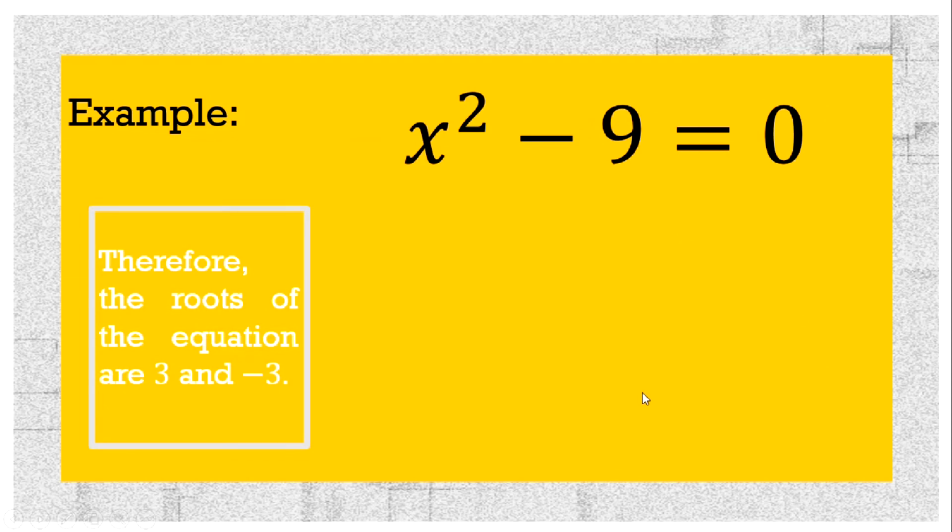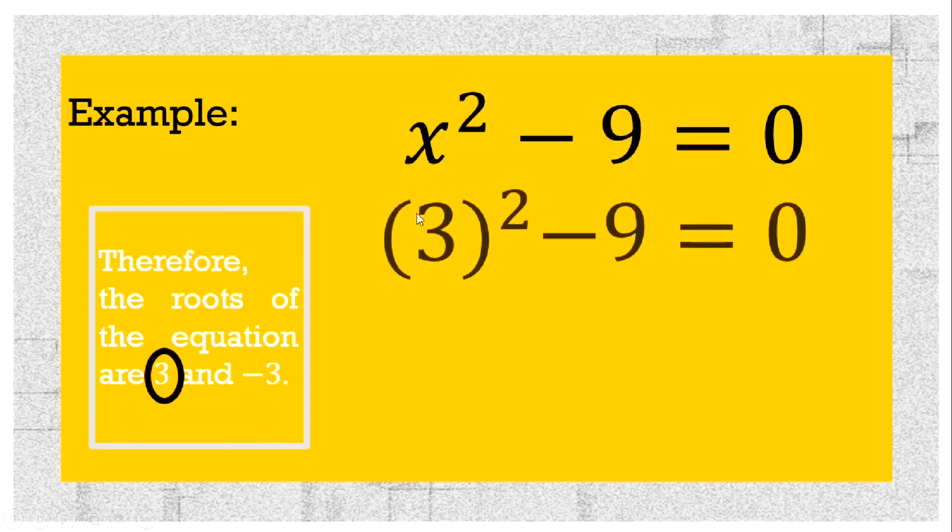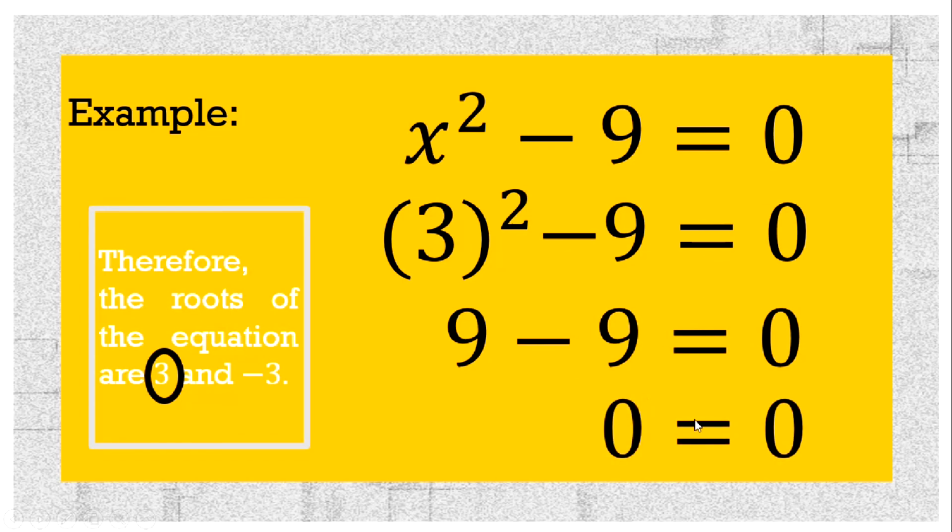So, for us to check our answer, we will do substitution. 3 should satisfy this given equation. Let us try. If x is 3, we have 3 squared minus 9 equals 0. 3 squared is 9, minus 9 equals 0. And 9 minus 9 is 0. 0 is, yes, equal to 0.